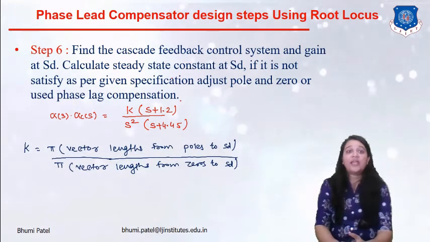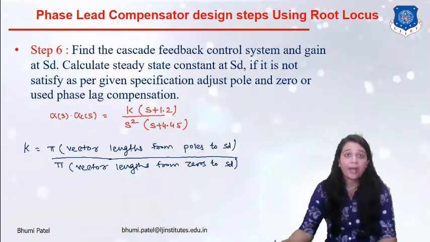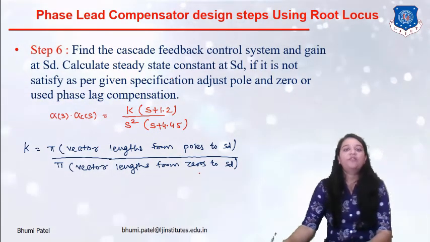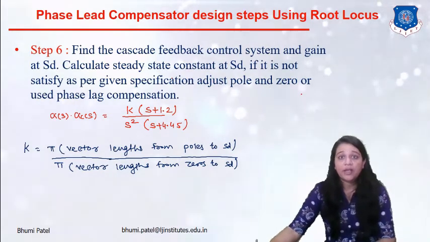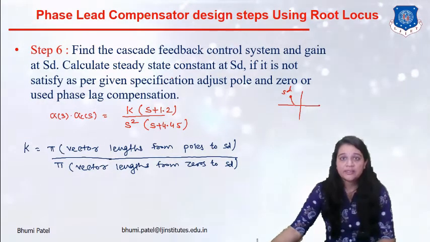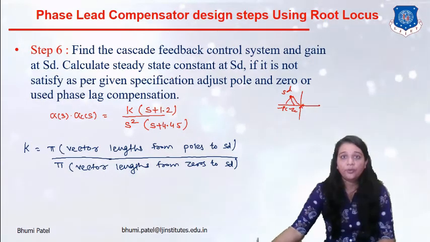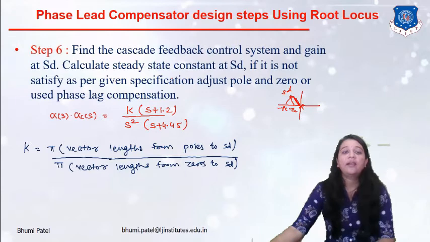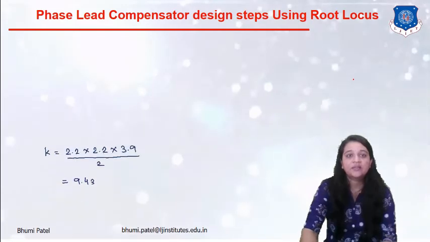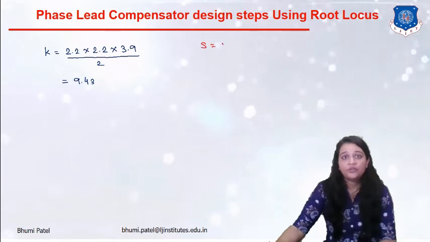Now we have to first find the value of gain K, and the equation of K is equal to the product of vector lengths from the poles to SD divided by the product of vector lengths from the zero to SD. So again we have to go through the graph. This is my SD point, this is my zero, this is my one pole, and this is again my second pole. So we have to find these vector lengths and multiply them. So the equation will become K is equal to 2.2 and 2.2 for the pole value 0 and 0.